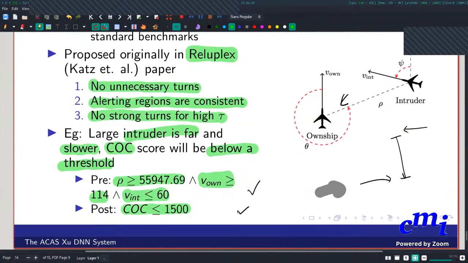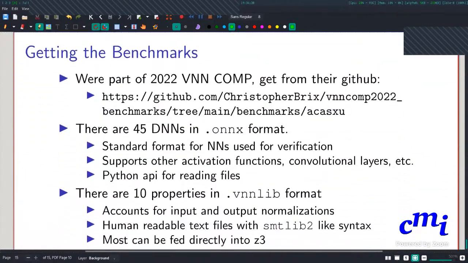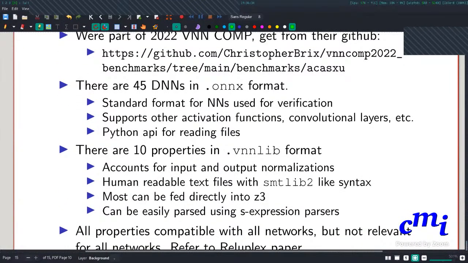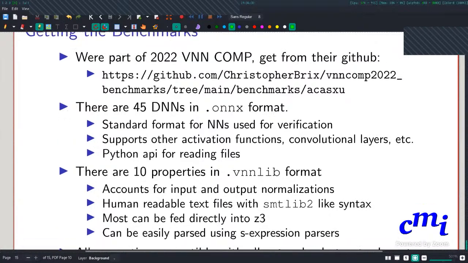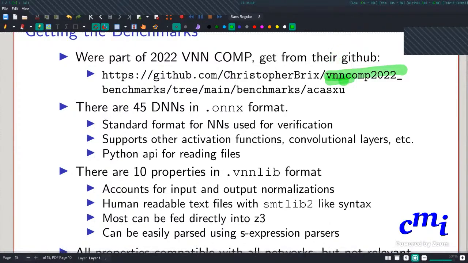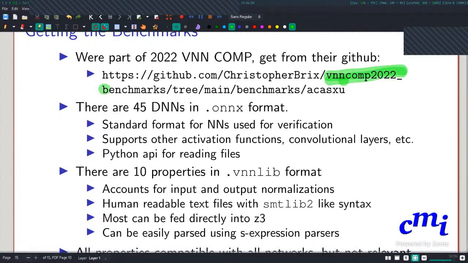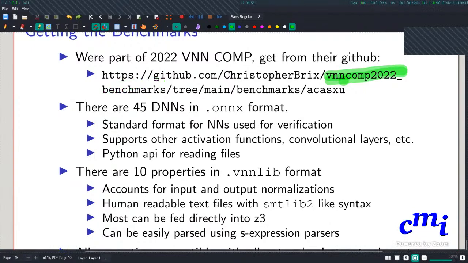Okay, sure. So the final thing is, maybe I'll not go over this, but I'll basically post all of this on the Moodle page. But you can get these benchmarks from the VNN-COMP 2022 benchmarks GitHub. This is a list of benchmarks for a number of neural network verification problems.